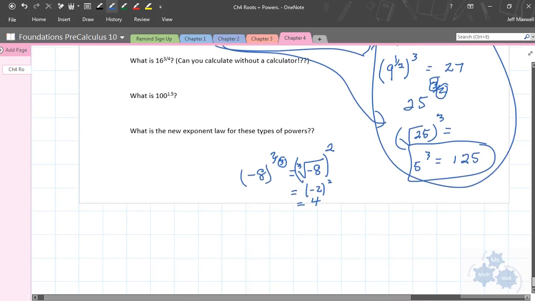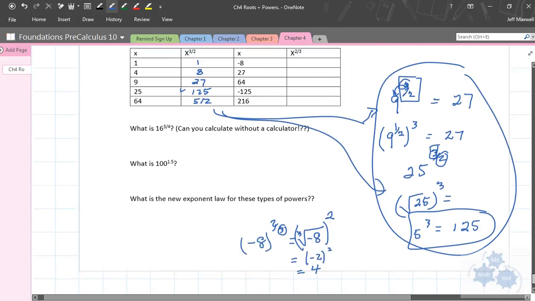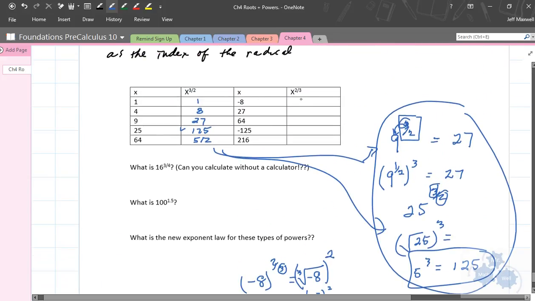The answer should be 4 because of this right here. Now, I know this is looking a little bit complicated, but let's just run through this again. So, negative 8, this should be 4. 27 to the power of 2/3 is what? Nine. Okay. 64 to the power of 2/3, 16. Negative 20, 125 to the power of 2/3 is 25, and 216, 36. Okay.